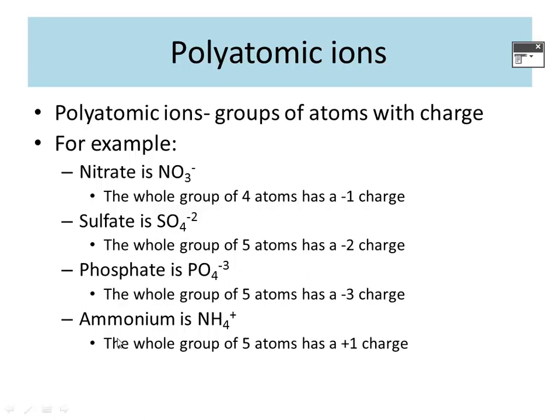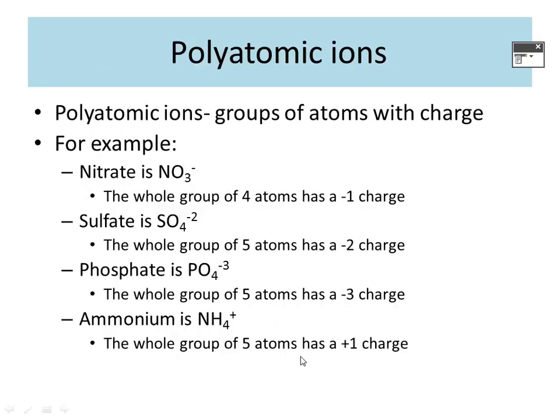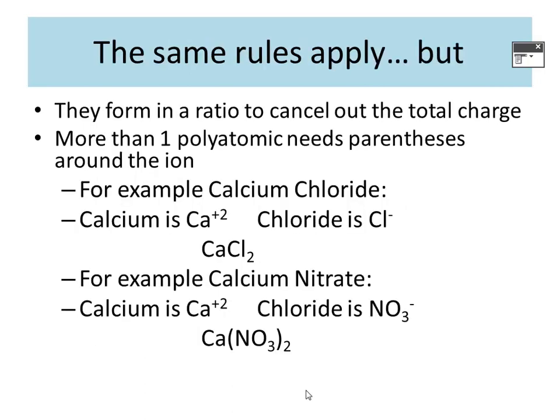Can also have a positive charge, like ammonium. The whole group has 5 atoms, the N and 4 H's, but a +1 charge. All right? Moving on. The same rules apply. But the whole idea is they form in a ratio to cancel out the total charge. But if you need more than one polyatomic ion, you need to put it in parentheses. Okay? So get this down, and then we're going to do some examples.